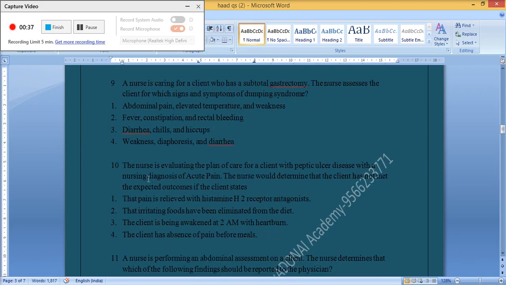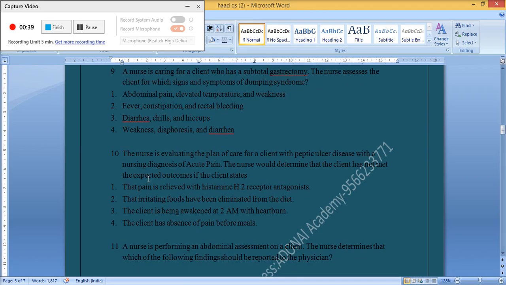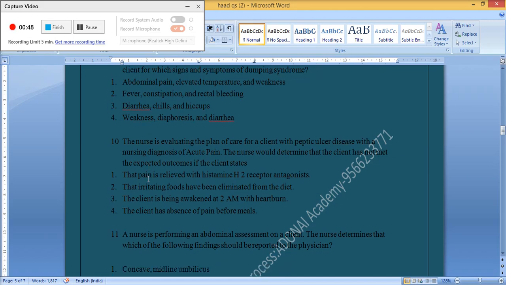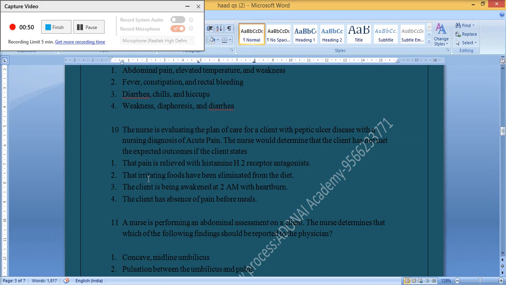2.10. The nurse is evaluating the plan of care for a client with peptic ulcer disease with a nursing diagnosis of acute pain. The nurse would determine that the client has not met the expected outcomes if the client states: 1. The pain is relieved with histamine H2 receptor antagonist. 2. The irritating foods have been eliminated from the diet. 3. The client is being awakened at 2 a.m. with heartburn. 4. The client has absence of pain before meals.